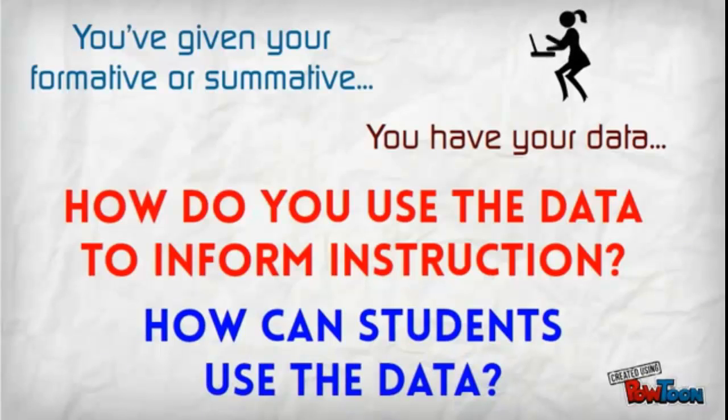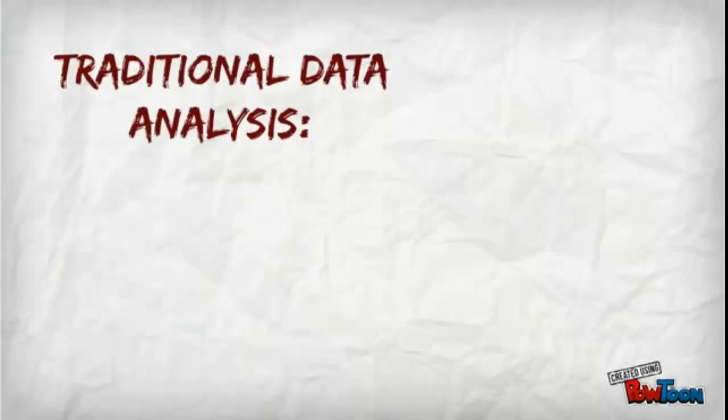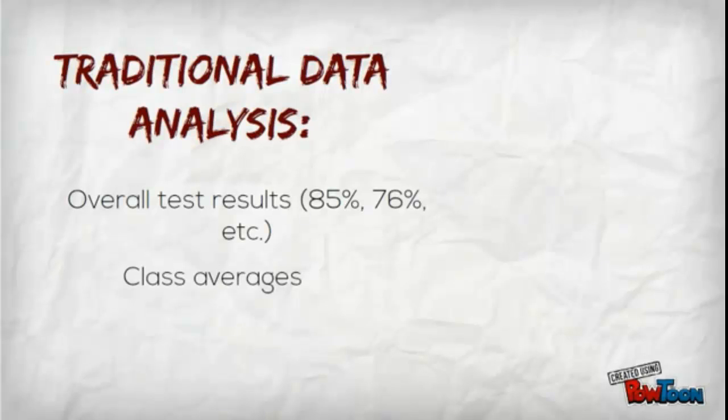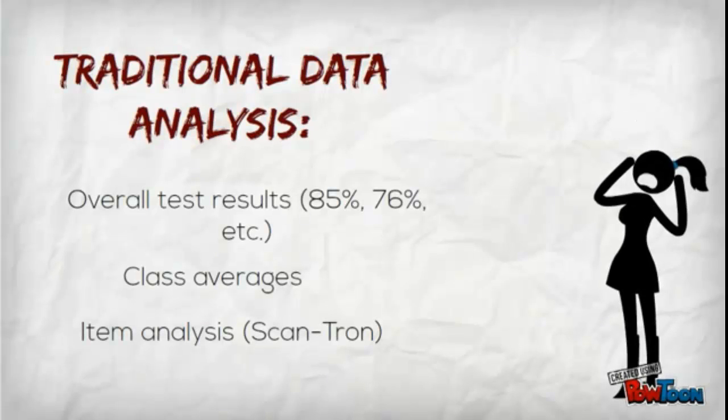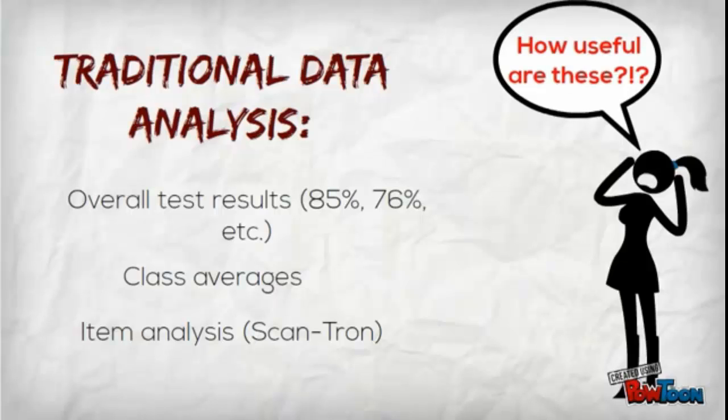More importantly, how can students use the data? We're going to talk about that at a later date. Today we're going to talk about how we organize our data to inform instruction. Can't have good analysis unless you have good data. Traditional data analysis, overall test results, class averages, item analysis if you use Scantron, those are traditionally sources of data. But how useful are they in telling you what students know and are able to do specifically?